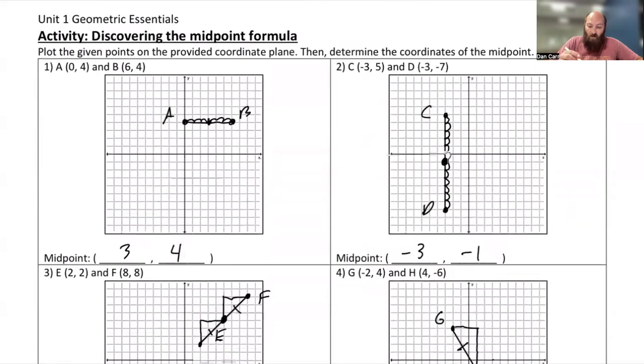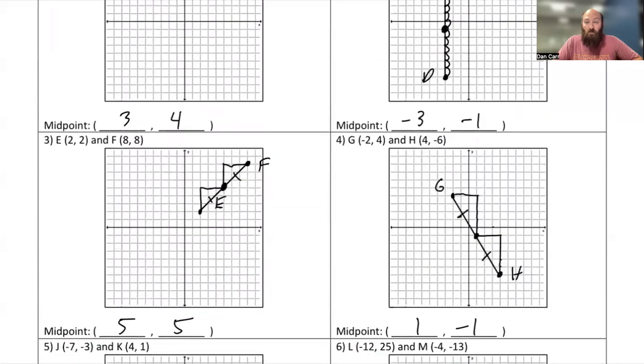What is in the middle of 0 and 6? Well, 0 plus 6 is 6, divided by 2 is 3. And 4 doesn't matter, 4 stays the same. Same thing with vertical. If I look at 5 and negative 7, 5 plus a negative 7 is a negative 2, divided by 2 is negative 1. So we can always find the middle of two values by taking their average. We add them up, divide by 2.